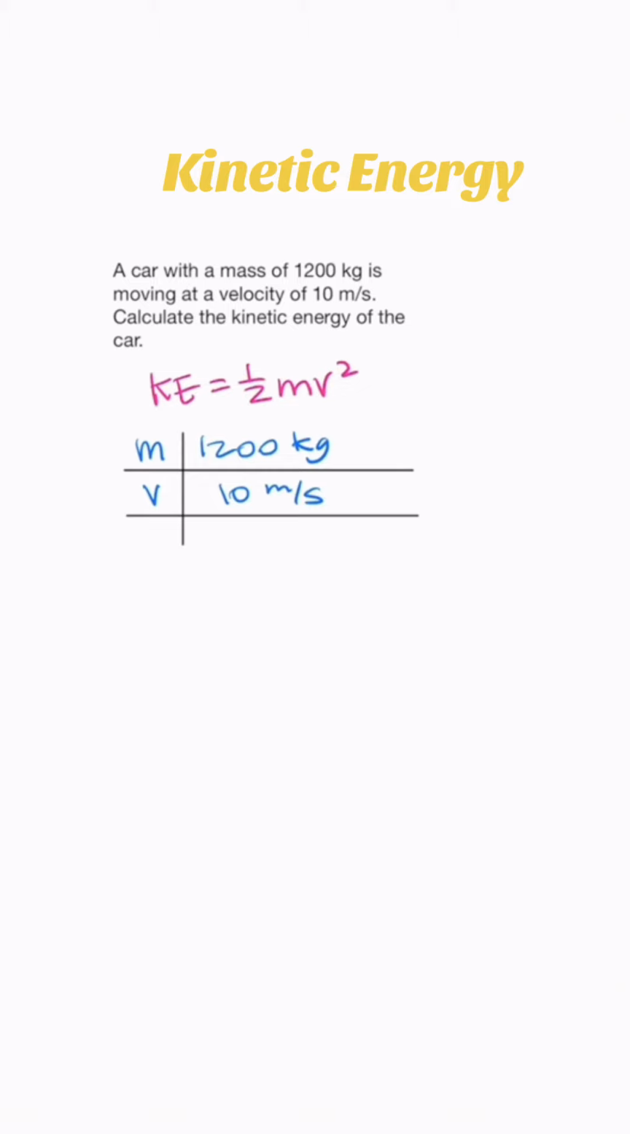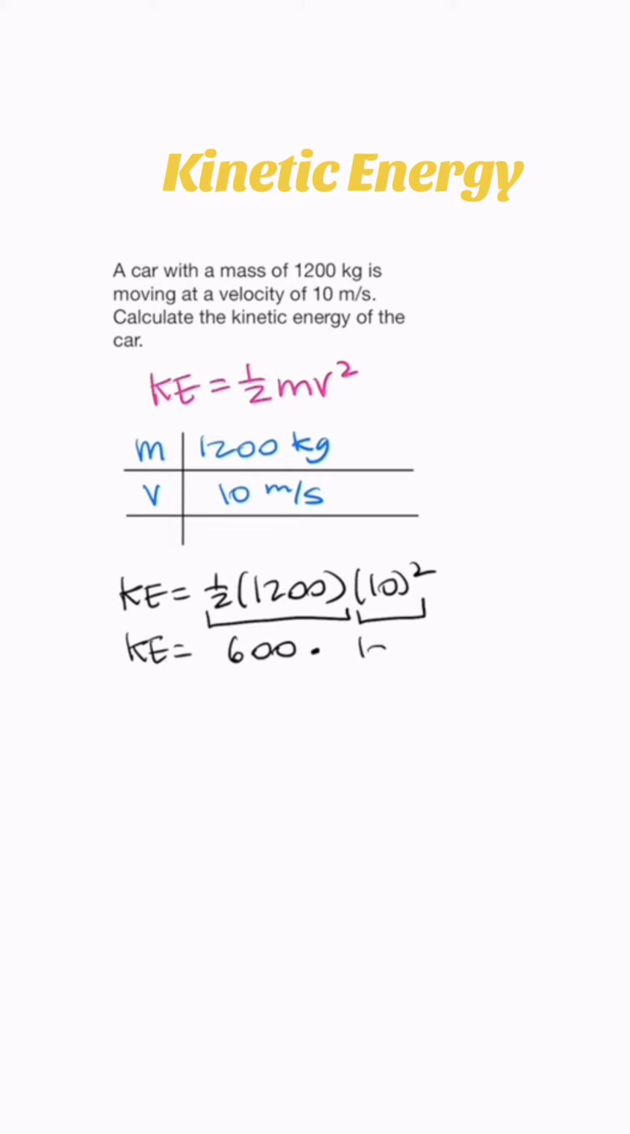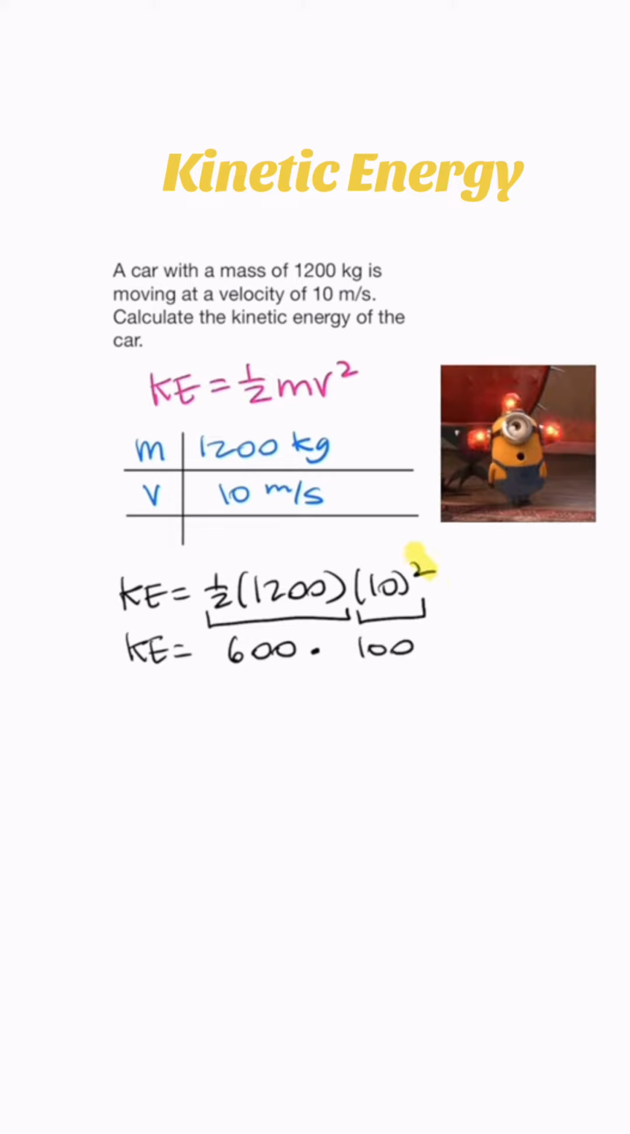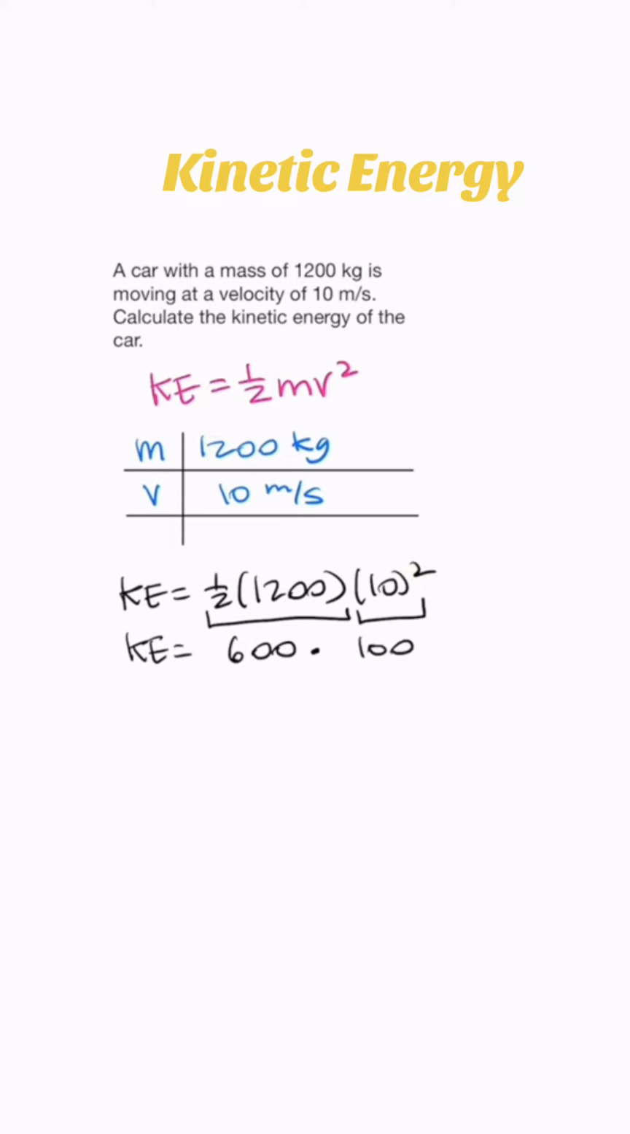So now we have KE equals 1/2 times 1200 times 10². Let's simplify this. 1/2 times 1200 is 600, and 10 squared is 100. Don't forget to square the 10. This is a common mistake.